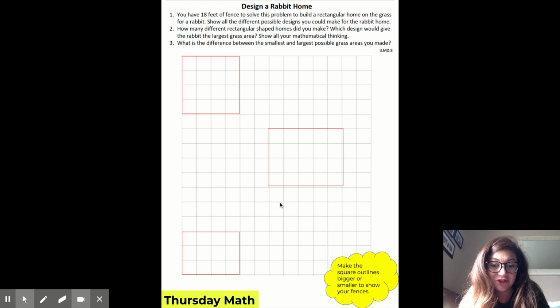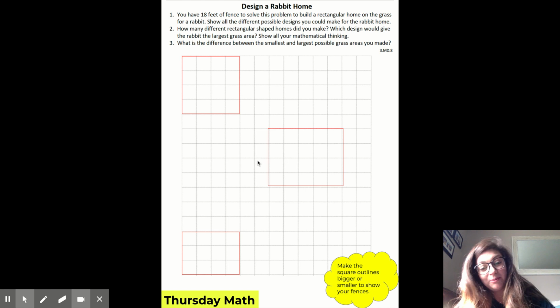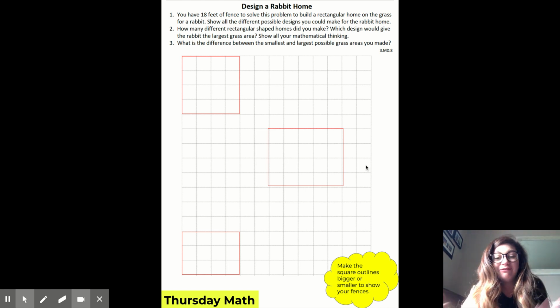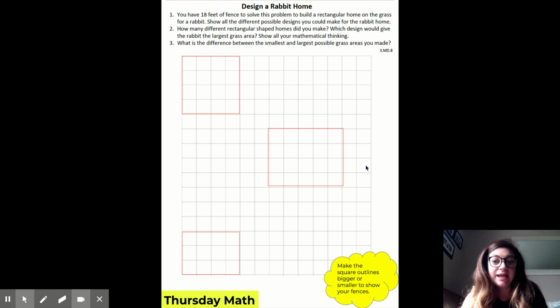And that's what I did on this shape here. So I just extended the perimeter by 1 on the top and the bottom. And now I have 1, 2, 3, 4, 5 on the top, 5 on the bottom, 1, 2, 3, 4 on this side, and 4 on that side. And I know that 5 plus 5 is 10, plus 4 is 14, plus 4 is 18. So I know that that fence works because I used all 18 feet of fence to make my rabbit home.